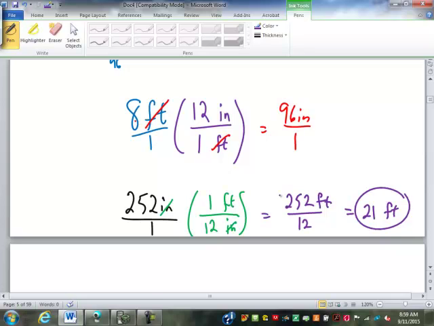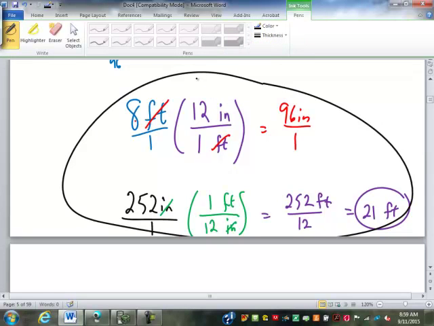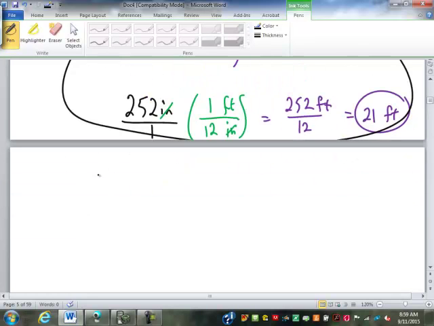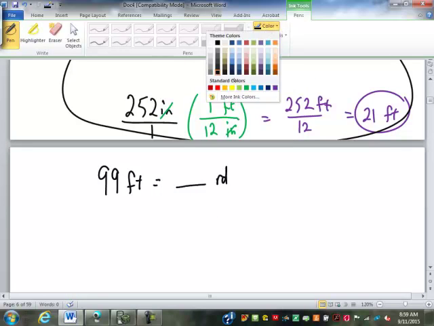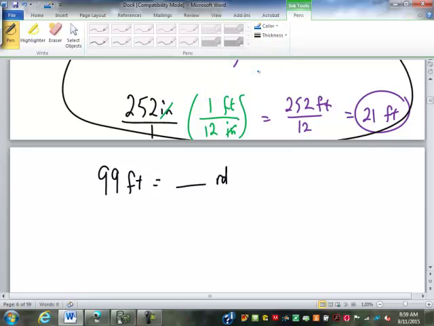Make sense? Now, for us, it's probably uncomfortable to do that with feet and inches because we've worked with it enough. We know you multiply or divide by 12. We know how to do it. But if we have something like this, let's say we have 99 feet, and I ask you to convert it into rods. RD is the abbreviation for rods. Most of us have not worked with rods enough that we're really comfortable jumping in and making that conversion.